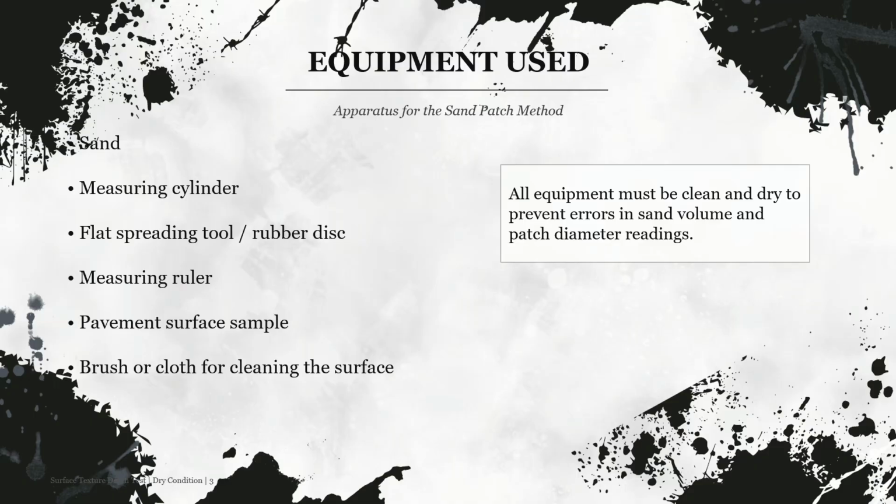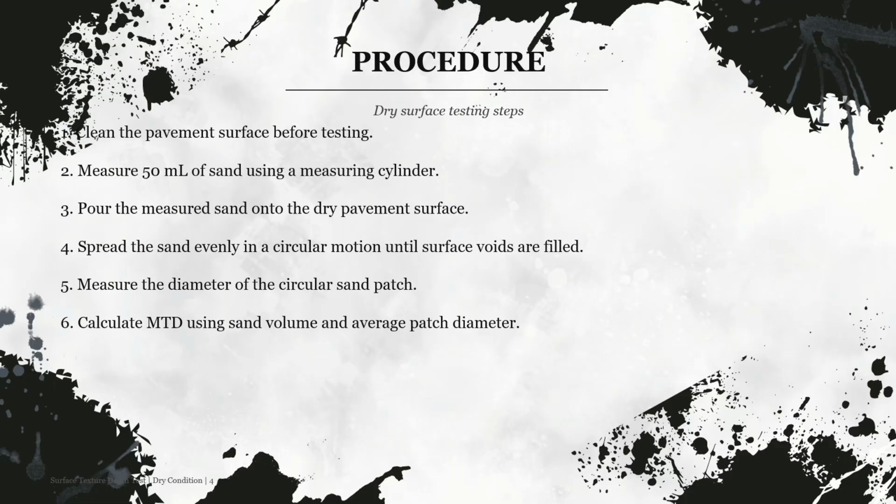The equipment used in this experiment was sand, a measuring cylinder, a flat spreading tool or rubber disc, a measuring ruler, a pavement surface sample, and a brush for cleaning. The equipment must be clean and dry before testing to avoid errors in the sand volume and diameter readings.